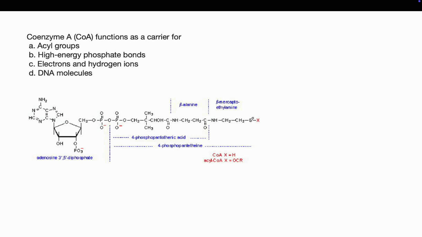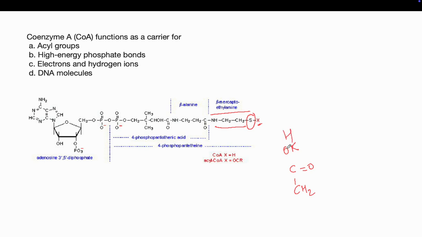And finally we have mercaptoethylamine. This is the structure of mercaptoethylamine, CONH. Because of this sulfur group here, we have an X. Now this X could be hydrogen, as in the case of coenzyme A, or in the case of acyl coenzyme A it could be an acyl group, COCH2.